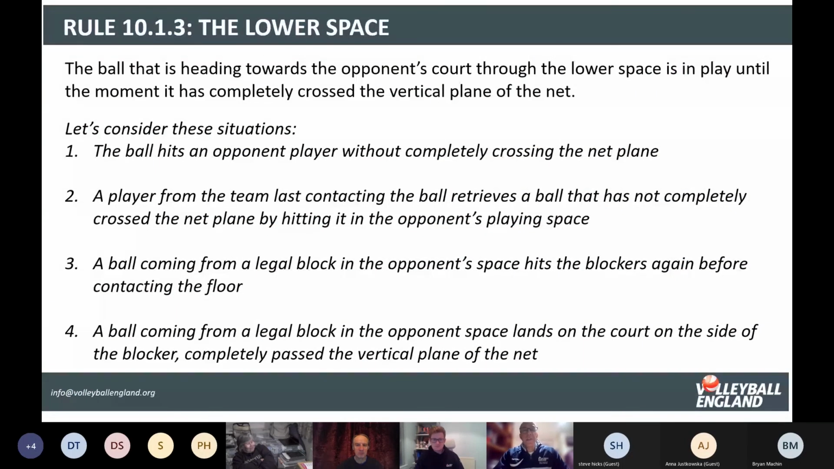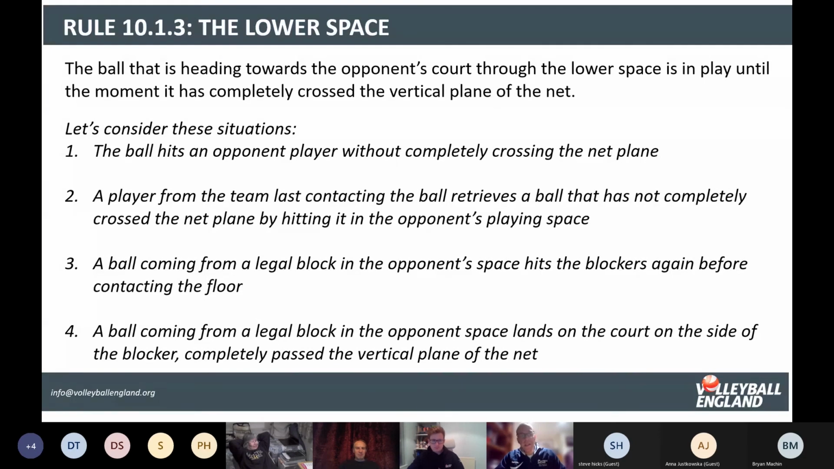Okay, 10.1.3, the lower space. The ball that's heading towards the opponent court through the lower space is in play until the moment it has completely crossed the vertical plane of the net. We talked about this earlier, but let's consider these situations, and let's have some responses. Let's open these up to everyone to respond.